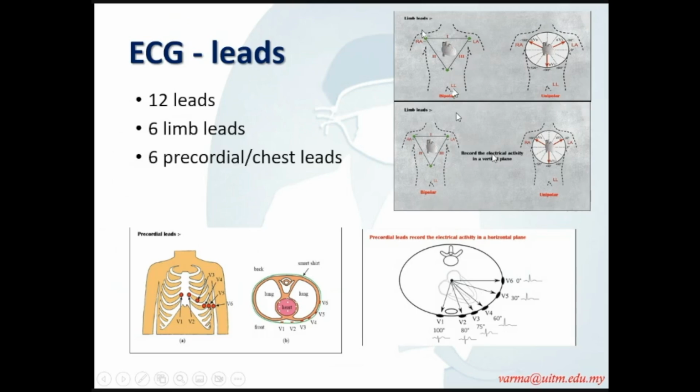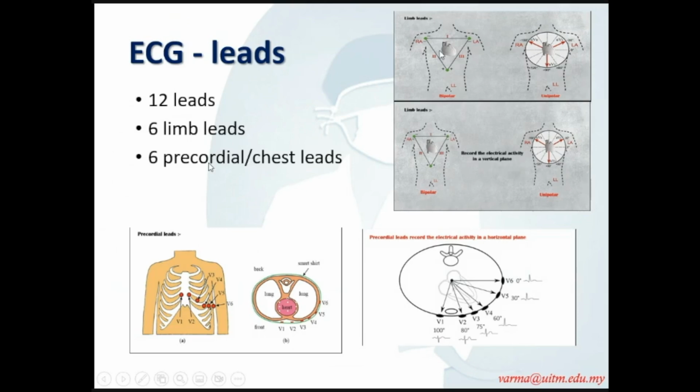Okay. And the limb leads record the electrical activity in the vertical plane. This is another MCQ. Limb leads can be divided into bipolar and augmented unipolar. Bipolar are your 1, 2, 3, and then you have augmented unipolar RA, LA, and LL. So your limb leads record your electrical activity in a vertical plane.